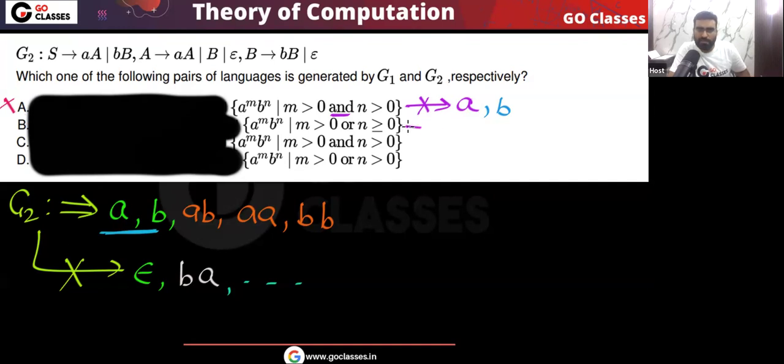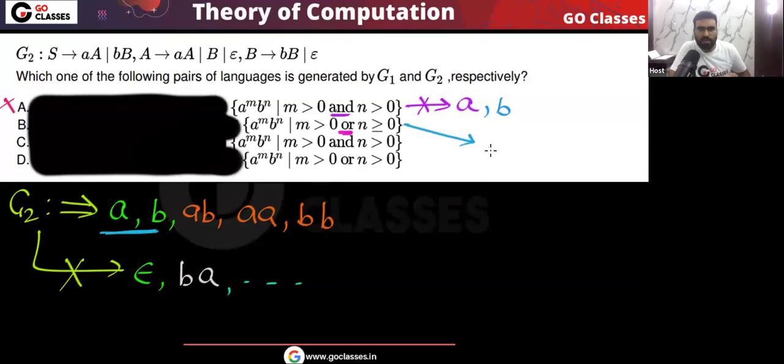What about option B? From option B, we can never generate b. Option B is saying m is greater than 0. This must be greater than 0. So from here, we can never generate b. Do you agree with me? Sorry, there is an or here. In here, we have or. So basically either m is greater than 0 or n is greater than or equal to 0.